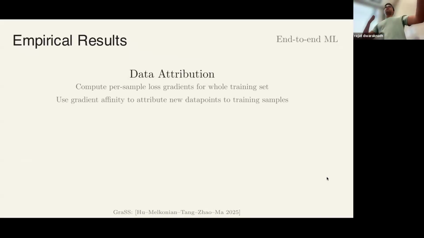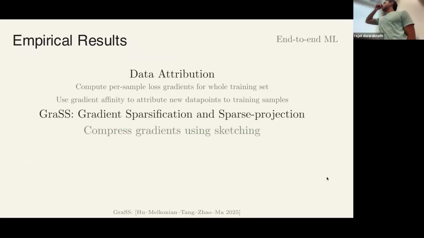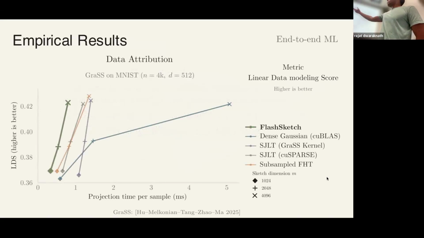The way you do that is you do affinity with your gradients. And what this paper introduced was, well, to make this more scalable, you can compress your gradients using sketching, right? And then the metric you care about in data attribution is something called the linear data modeling score. I won't get into the details of it, but the summary is you want this to be higher. And you can make a similar Pareto plot. This time you want to be in the top left corner. And again, FlashSketch is pushing the Pareto frontier.